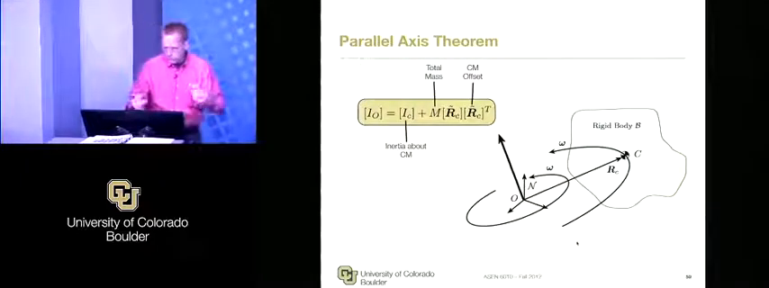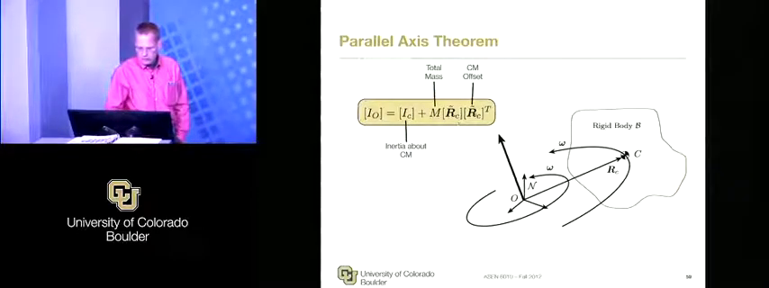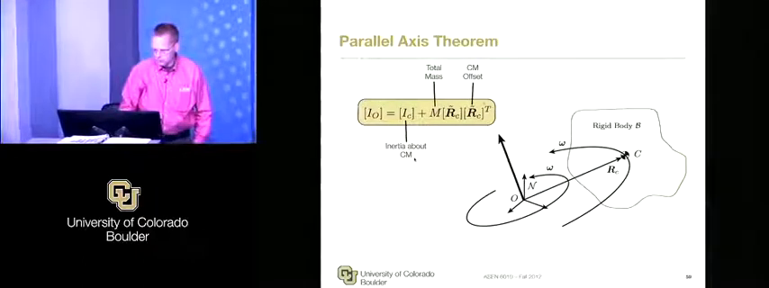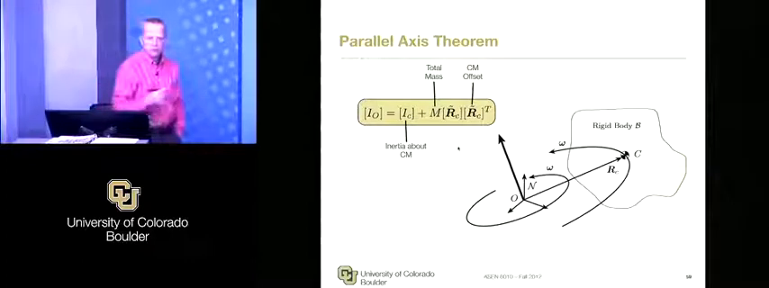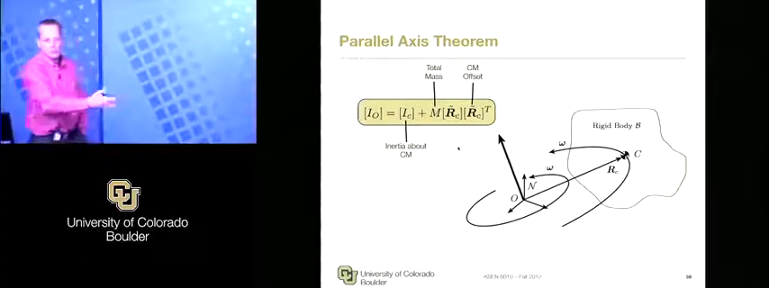The book derives this, but this is basically the transport theorem. I'm using the RC tilde transposed form because it gives me a plus here. If I didn't have this transpose, I would have a minus here. This puts it in a form that looks like mass times distance squared. But R tilde is a skew symmetric matrix, so RC tilde transpose is the same thing as RC tilde with a minus sign.